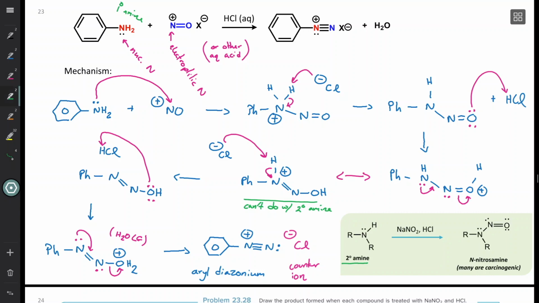And also just to point out, when you see sodium nitrate and HCl, you should think, right, that's going to make HONO, and that's going to make your NO+, right? But you're making all of that in situ, so the reagents will still be just sodium nitrate.